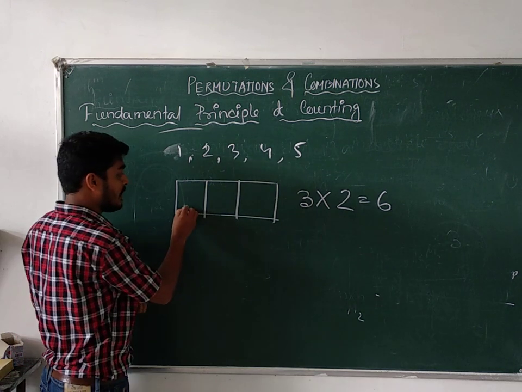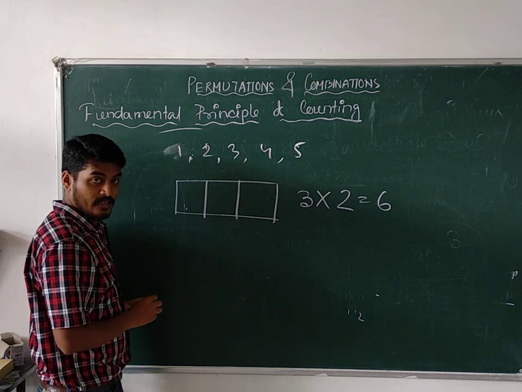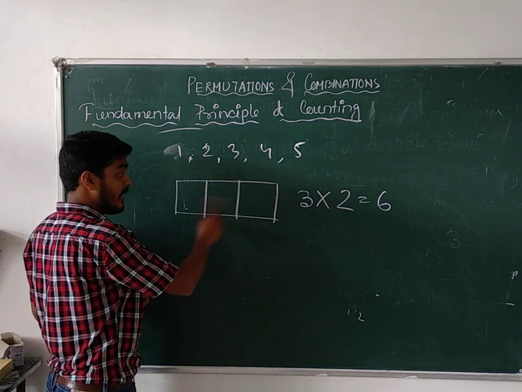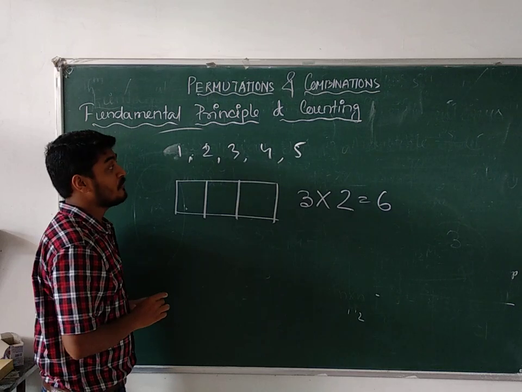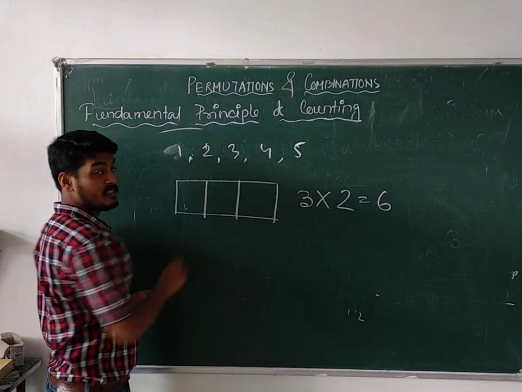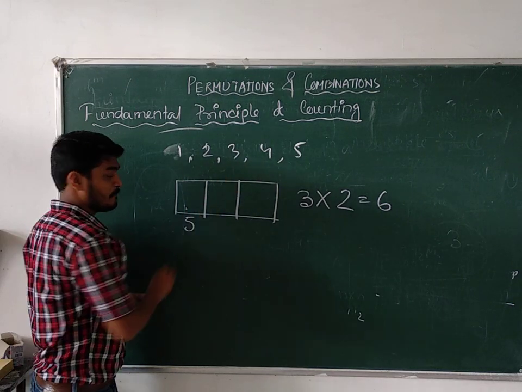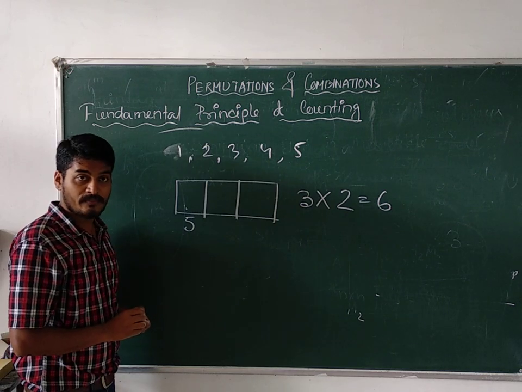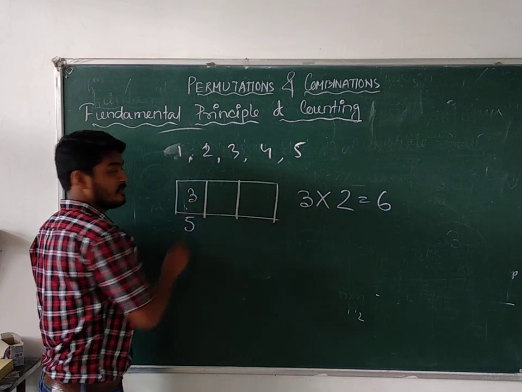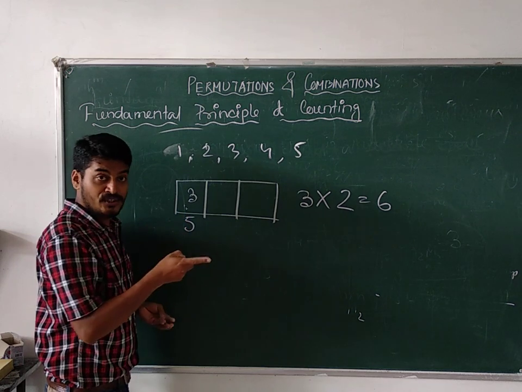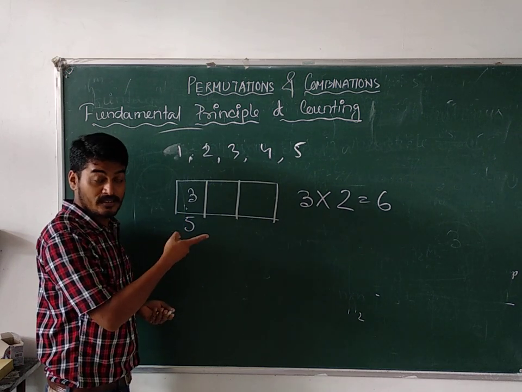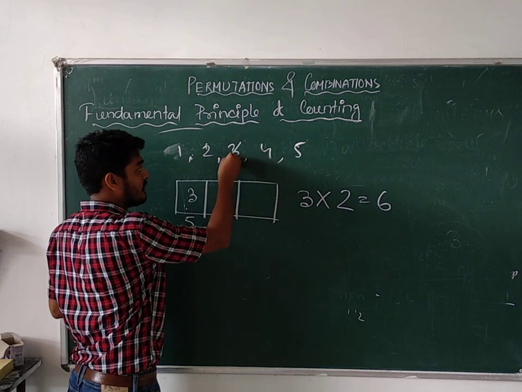First of all, we will try to fill up this one place. As the number is a 3-digit number, that's why I have used 3 different boxes. How many different ways can you select? How many possibilities are there? 5 possibilities are there. So total number of possibilities is 5. Suppose I have used 3 here. As repetition is not allowed, you are not supposed to repeat the digit 3. So that means suppose I have come here.